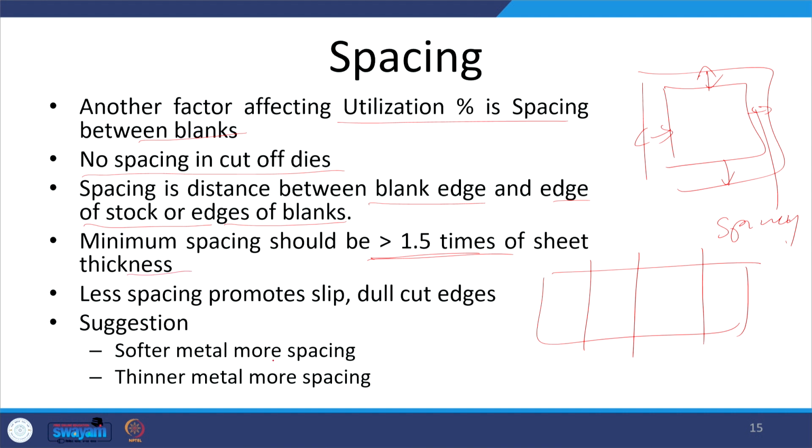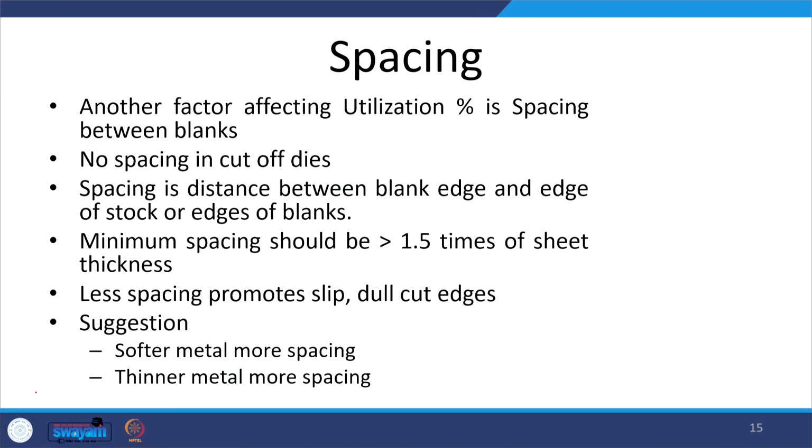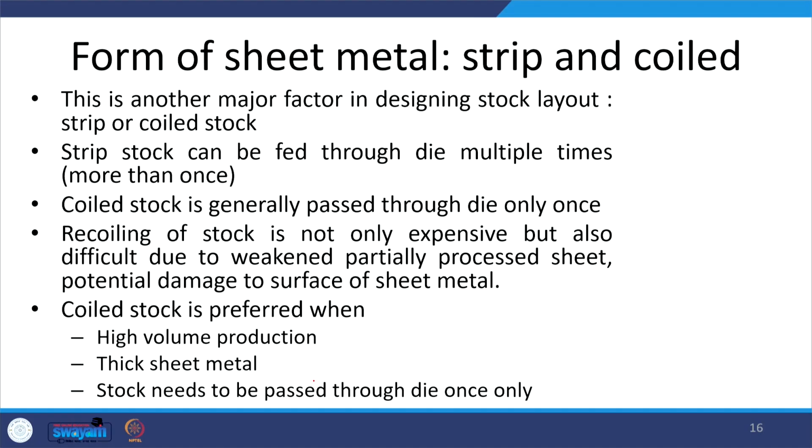Okay. And this spacing can be greater also for softer metals and for thinner metals, because they will show a greater tendency of getting damaged. So, less spacing promotes slip, dull cut edges, and rough edges. So, for soft metal we need more spacing, and for thinner metals we need more spacing.